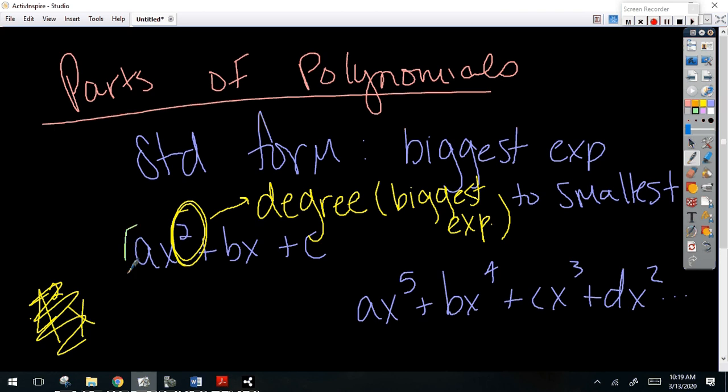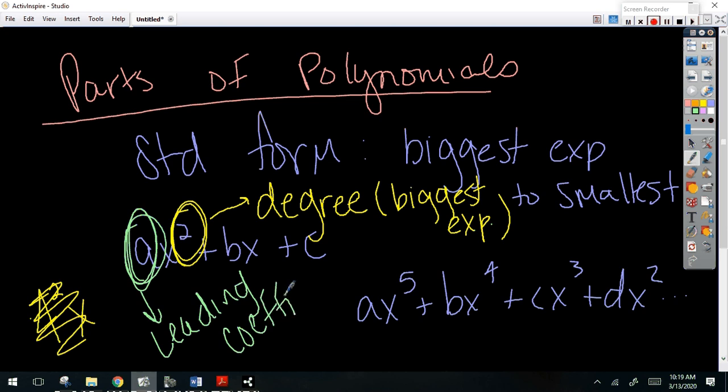Now, y'all have already said this, so I'm sure you know. What is this called? Leading coefficient. It leads the polynomial as long as we are in standard form.